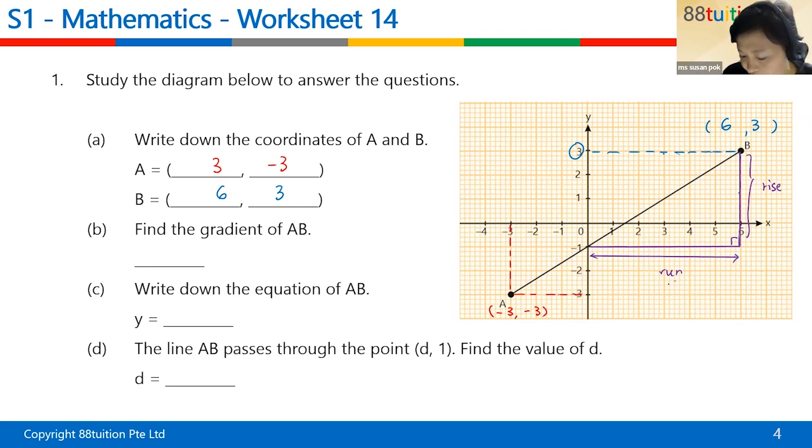So my run is 6 units. Okay, and my rise, from here to here, is 4 units. Now be very careful with the units, because you have to count the units. Don't just see the number and say, oh, I saw this 3, so I put 3 units there. Please do count, because it is from 3 to -1.